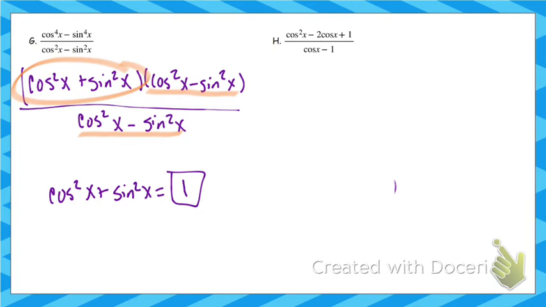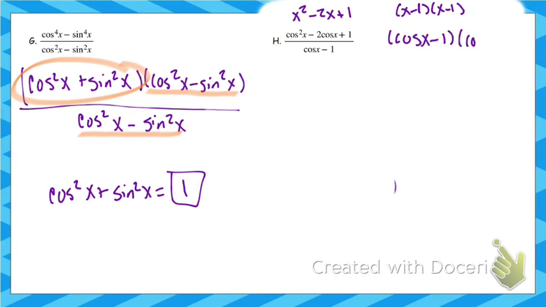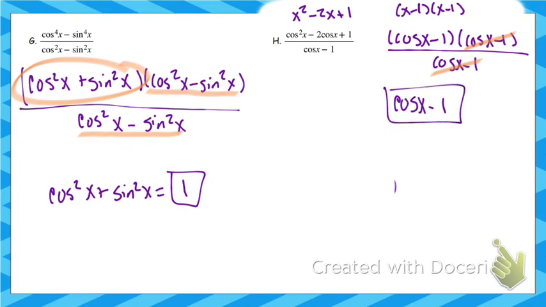All right, let's try h. Very similar concept. We're going to factor the top, and we're going to treat it as if this were just regular x squared minus 2x plus 1. You all know how to factor x squared minus 2x plus 1. Okay, that factors into x minus 1 times x minus 1. Same thing, except instead of x, it's cosine. So this is cosine x minus 1 times cosine x minus 1, all divided by cosine x minus 1. So guess what? Cosine x minus 1 cancels out. And you are left with your final answer.